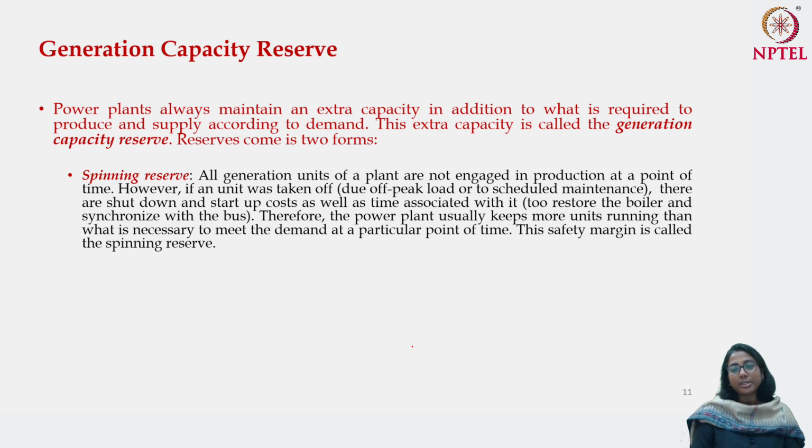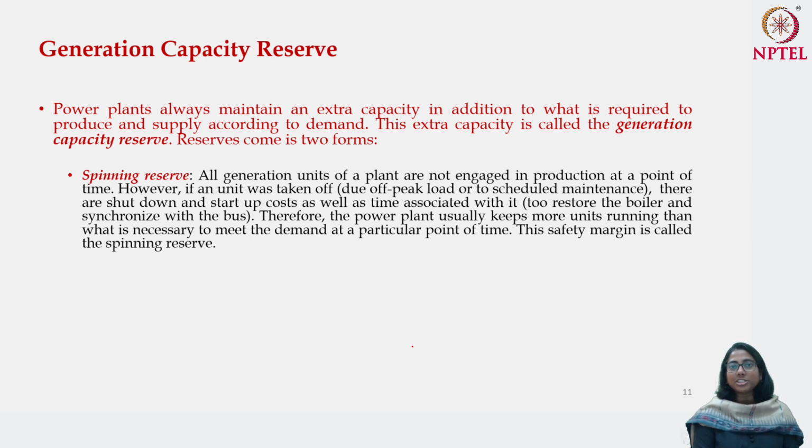So all the generation units of a plant are not engaged in production at every point of time. Some generation units are loaded, some are not loaded. Now if I take off one generation unit because there is not much demand or because of maintenance, then once the demand arises, I cannot immediately run that generation unit. It takes at least 8 hours to run the generation unit. And this shutdown and restart also has some costs associated with it.